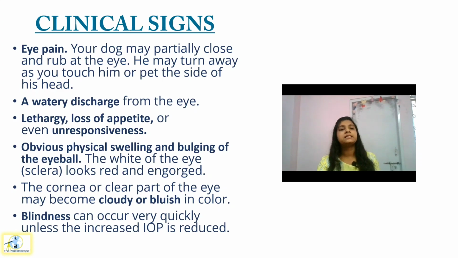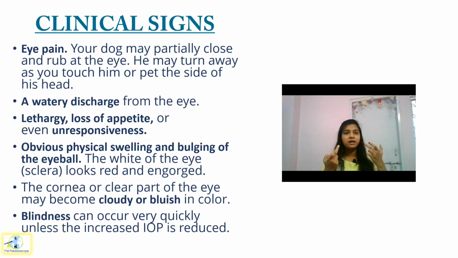Next, the clinical sign. Obvious clinical sign is eye pain. How you can understand that? The dog is going to give its paw near the eye. It will partially close the eye because of the intraocular pressure increase. It will not be able to completely close the eye. It will rub at the eye. It may turn away as you touch him or pet the side of the head. If you're going to caress the side of the head, then it will move its head away. All these signs you will be seeing.